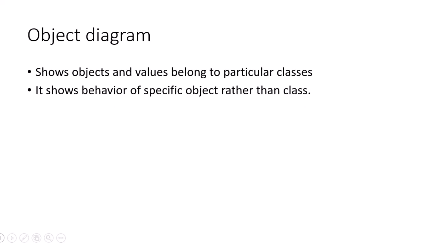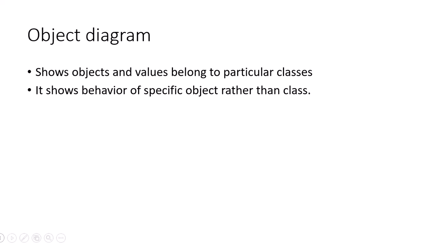Let's come to discuss the object diagram. Object diagram shows the objects and values belonging to a particular class. Class is a generic concept, while the objects are created for each class. For example, for the student class, we can create student 1, student 2, student 3, and so on. Like for the product class, we can create different product objects, such that each object has a unique characteristic from the others.